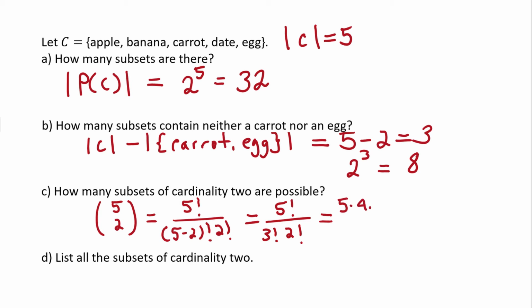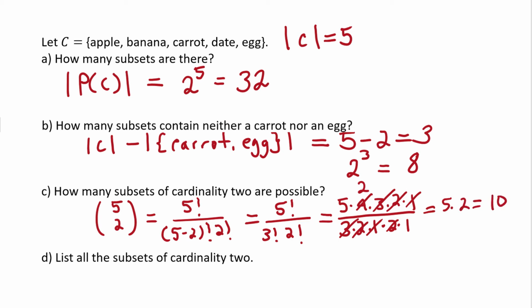5 times 4 times 3 times 2 times 1 divided by 3 times 2 times 1 times 2 times 1. Let's cancel the 3, 2, 1s and the 2. That'll reduce the 4 to 2, so 5 times 2, or 10 different subsets of cardinality 2 are possible. And finally, part D, list all the subsets of cardinality 2.